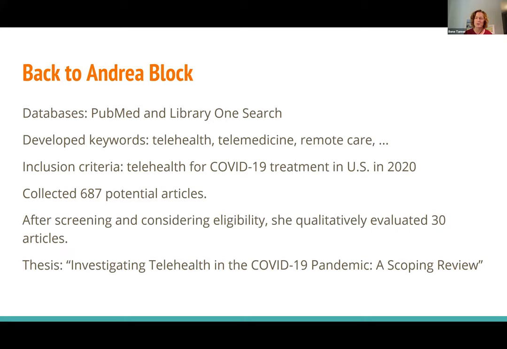And that's just a note to you as well: when these articles are produced, they like that a scoping review be in the title. That helps people know what it is.